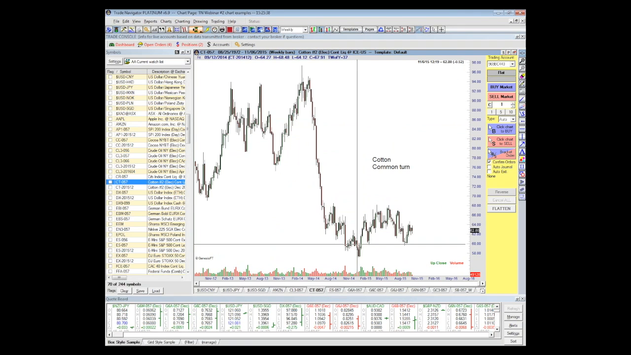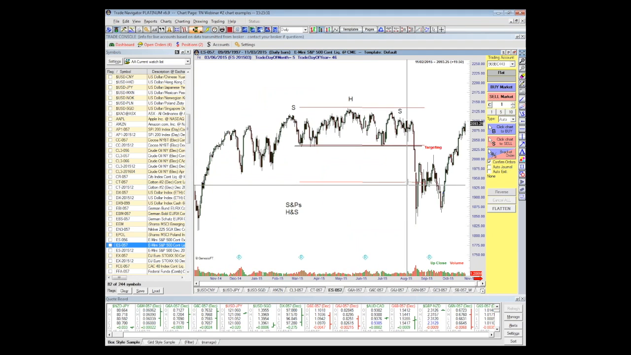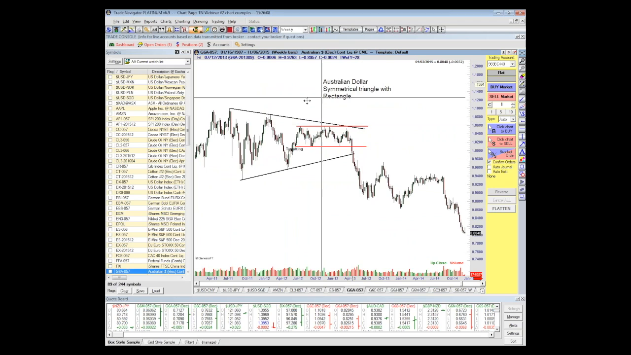Here's cotton. This is what's probably called a common turn. It hasn't completed yet. You can't really identify anything specific. It's just kind of lazily rolling around, and that's a common turn. Here's a head and shoulders top that occurred just recently in the S&Ps. You can see the shoulder, you can see the head, you can see the shoulder. In this case, it is a complex head and shoulders top because they're not clean shoulders. They have different characteristics. Here's the Australian dollar where you can see a symmetrical triangle with a rectangle at the tail end.